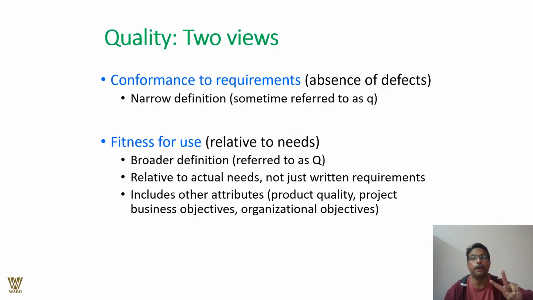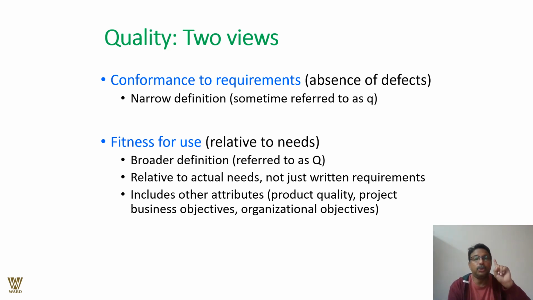Quality has only two points of view. One is conformance to the requirements, which is the absence of defects, or should I say the narrow definition, sometimes referred to as small q, fitness for use. The second version is relative to the needs. It is the broader definition, referred to as big Q, capital Q, relative to the actual requirements and needs, not just the written requirements. It includes other attributes: product quality, project business objectives, and organizational effectiveness.